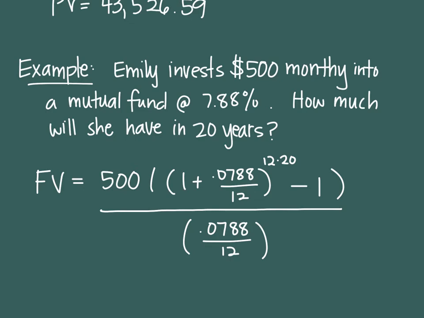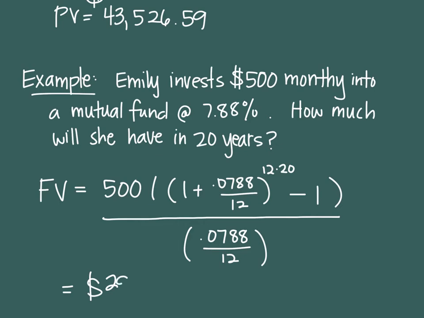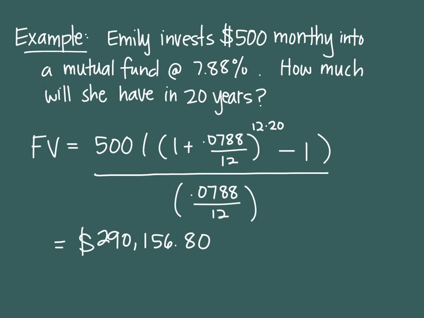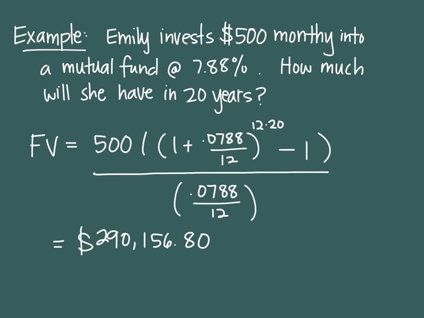Okay, so we can see that Emily will have $290,156.80 saved at the end of her 20 years. Okay, last one.